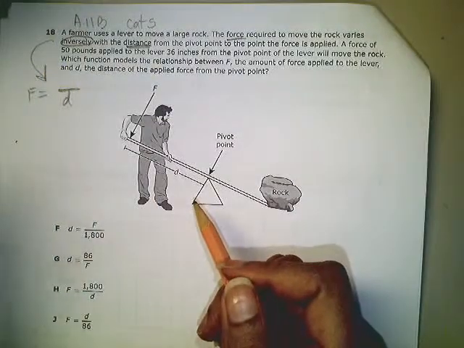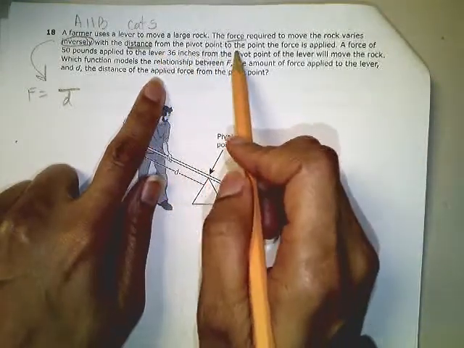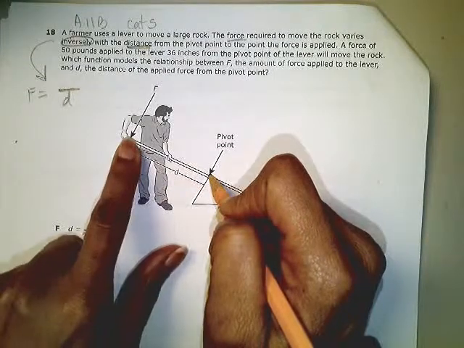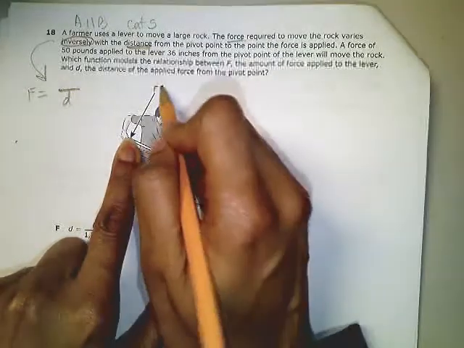What goes on the top? Don't know yet. So from the pivot point to the point the force is applied. Here's my pivot point. Here's the distance. There's the force. A force of 50 pounds applied. So F equals 50.